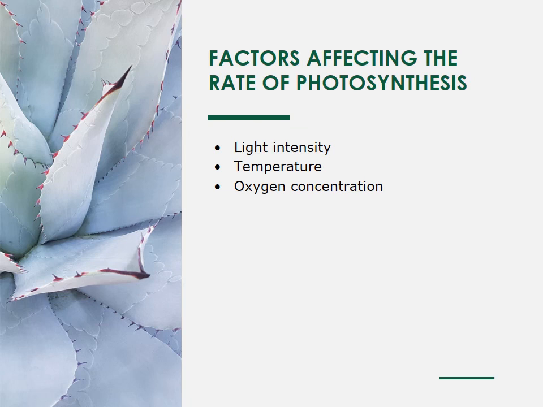So these are the factors that affect the rate of photosynthesis. That's the factors affecting the rate of photosynthesis. The first one is light intensity. We have temperature, and oxygen concentration. Light intensity, temperature and oxygen concentration.